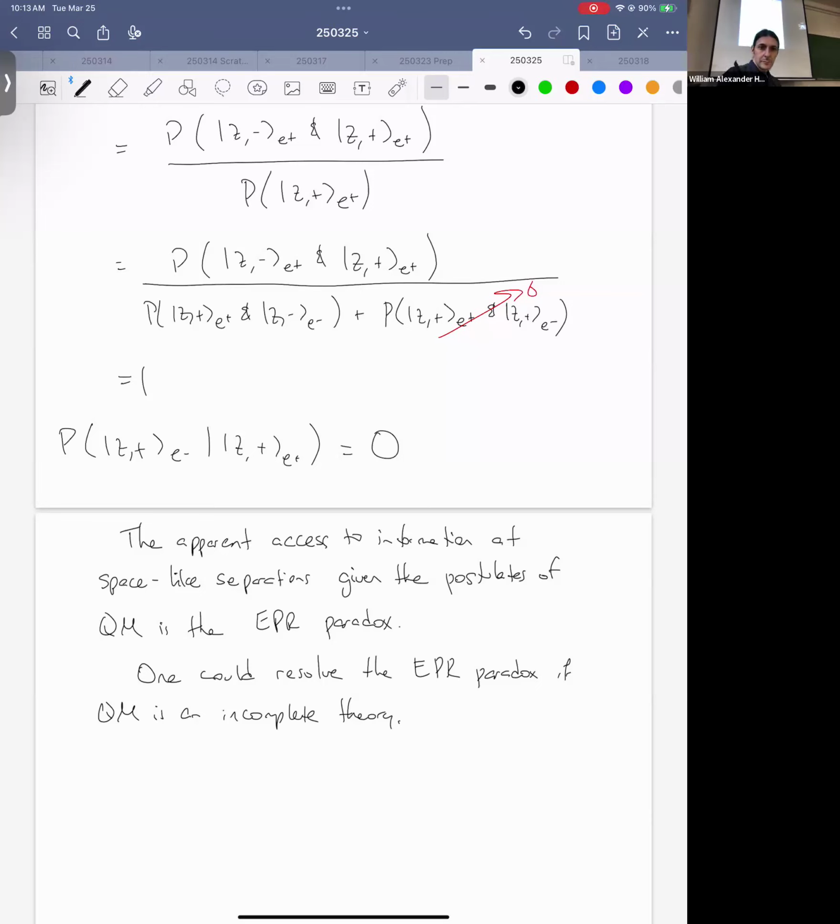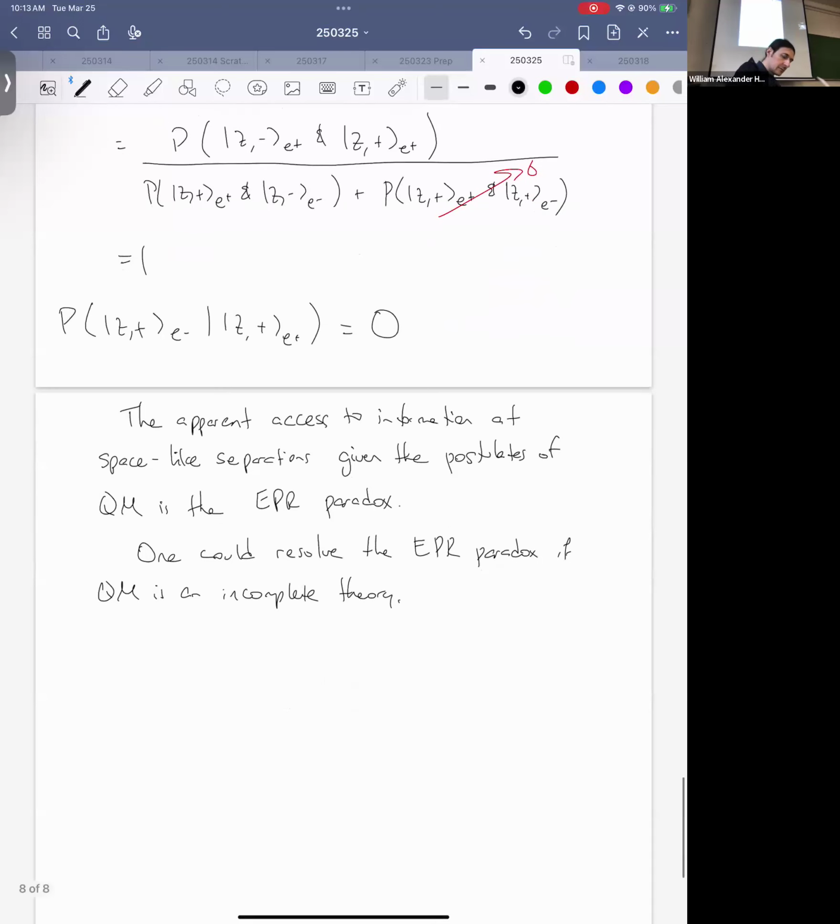Good. So if QM is an incomplete theory, i.e., if there's a local hidden variable theory. Local being synonymous with causal, and hidden variable theory we'll explain in just a moment.